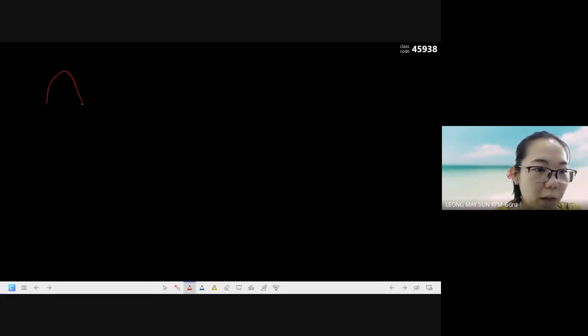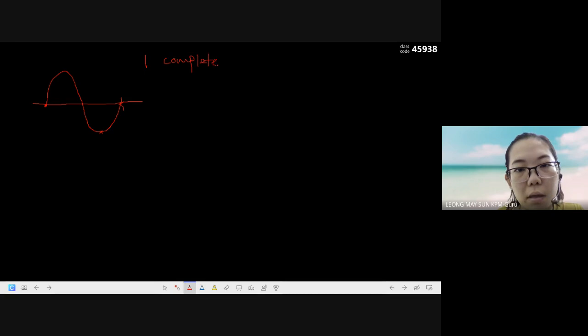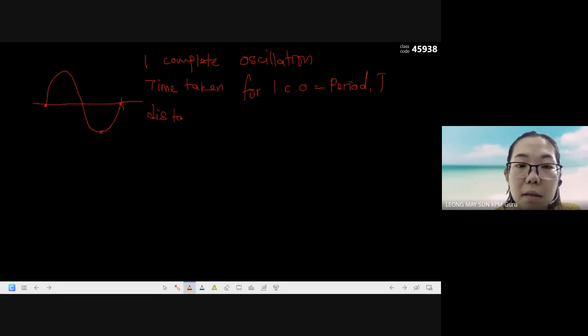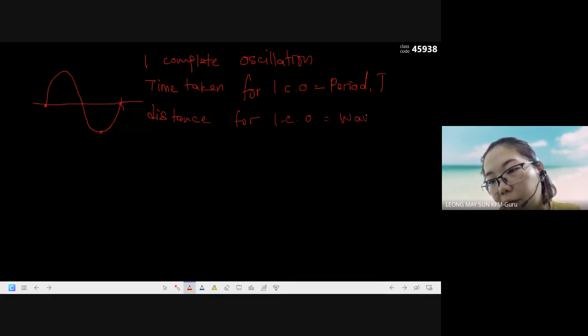Now, for a wave to carry out one complete oscillation, this is the equilibrium position, and this is one complete wave. This is what we consider as one complete oscillation: from the equilibrium to the maximum point, to the equilibrium, then down to the trough, and then back to equilibrium again. The time taken for one complete oscillation is known as the period, capital T. The distance for one complete oscillation is known as the wavelength, lambda.